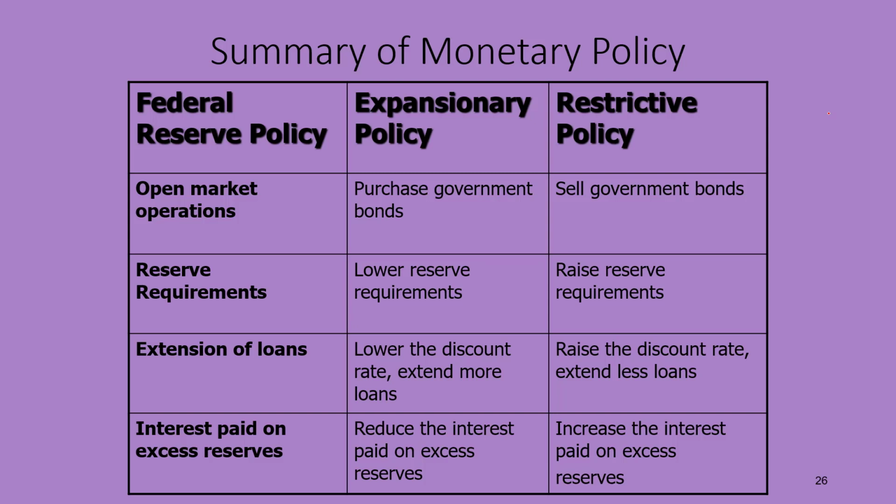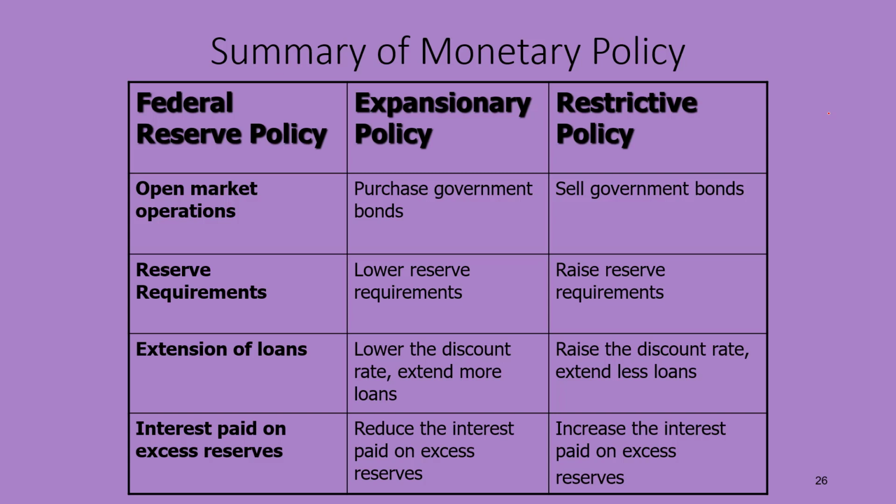So the Fed might want to control that with this restrictive monetary policy, which involves selling government bonds, so again, giving people these pieces of paper and taking money out of the economy. Or they could raise the reserve requirements, which would lower the size of the money multiplier and give banks less money to loan out to individuals, less money, again, flowing through the economy.